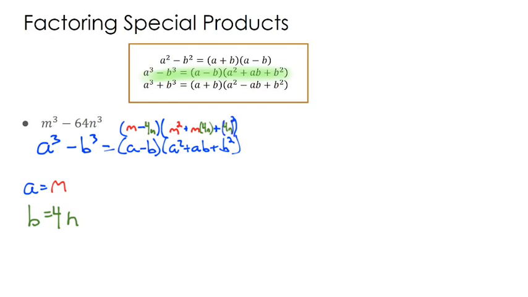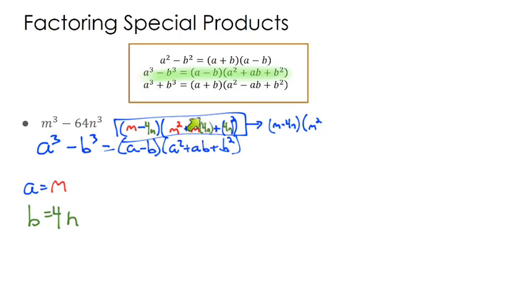Now I realize it's not the cleanest representation, but basically we can just simplify this whole thing. So let's take it a step further. We have m minus 4n times m squared. Now we got to look at this middle term. How do we simplify this?